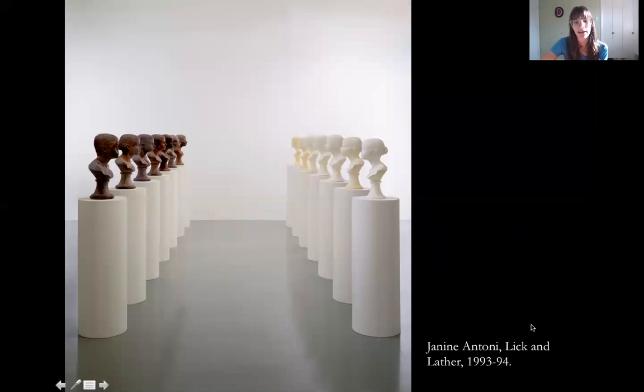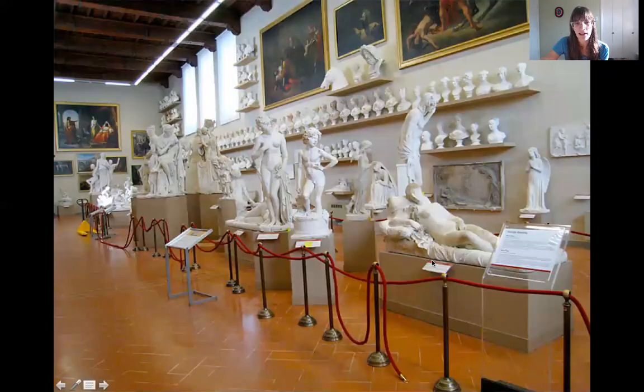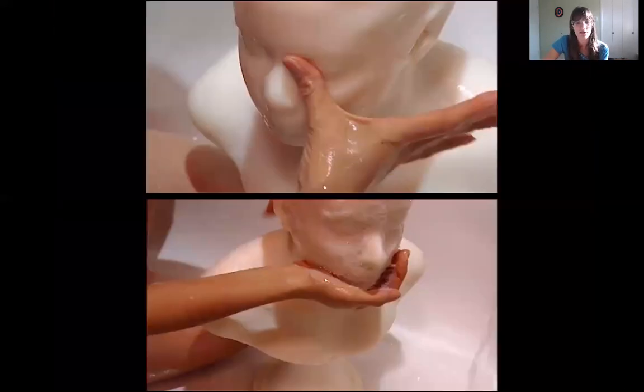Here's another piece of hers called Lick and Lather. Now that you know what she's up to, you might understand what's going on here. These are busts, which means a sculpture of her head. These are chocolate busts, and these are soap. There's a long history of sculptural busts in the history of art. This is from that museum I showed you earlier, the Academy in Florence, Italy. She's working with that history and making these busts of herself out of soap and then using them to lather herself during her baths for months.